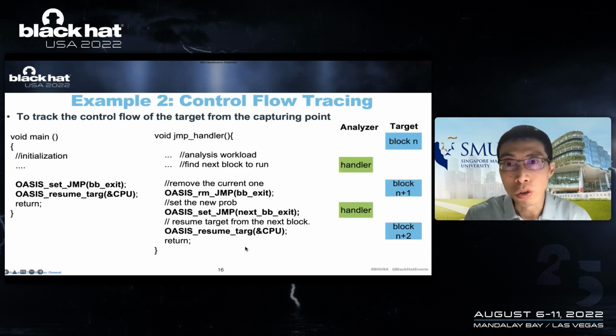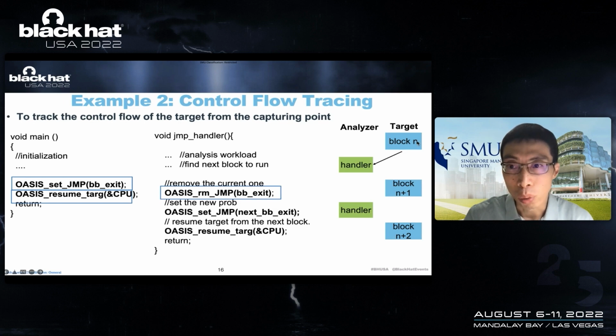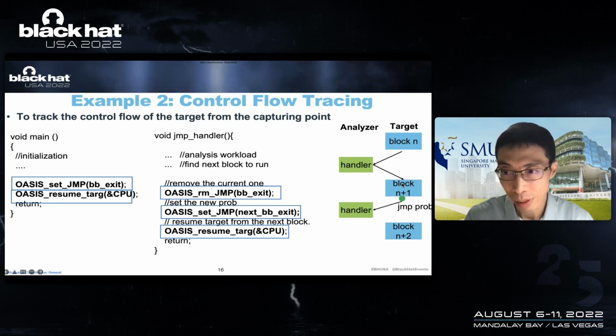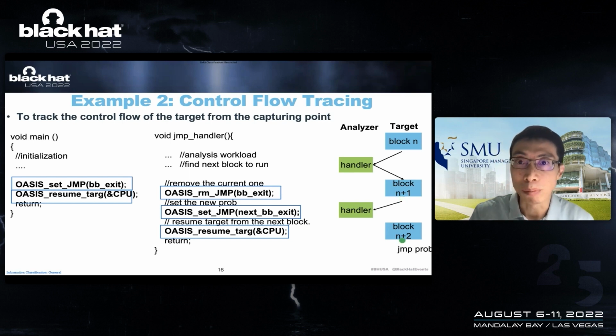Okay. If you use control flow tracing, it's a little bit more complicated because you have to calculate where to put the probe. So initially you put the probe at the basic block exit, then resume the target. The target will run and go to the jump handler. The handler will remove the previous probe, then set a new probe at the next block based on your calculation. Then you resume and the target will continue to run. Okay. So this jump probe is mainly for control flow tracing. This int3 is mainly for the code breakpoint.